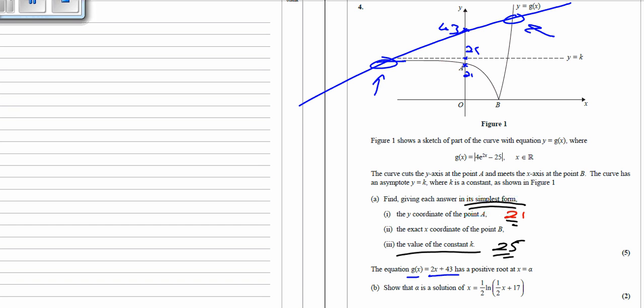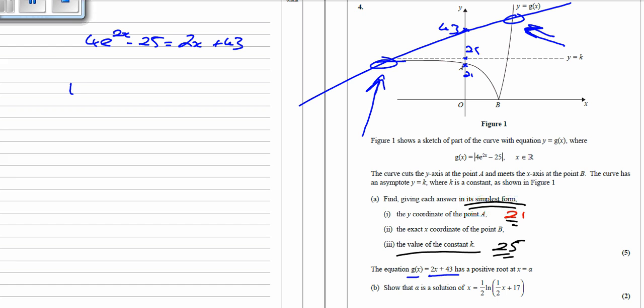For this one here, the curve hasn't been reflected, so we don't need to worry about the modulus signs. We can just solve 4e to the 2x minus 25 equals 2x plus 43. This one here, we need to solve the modulus.